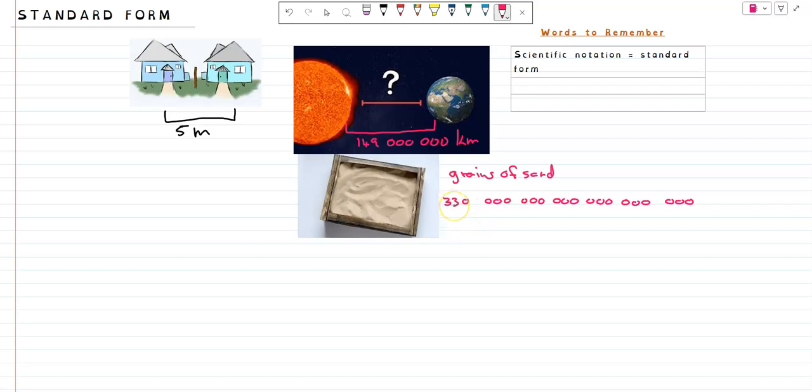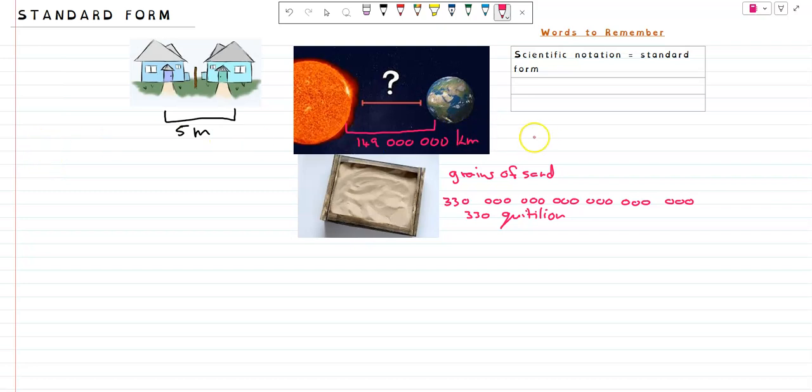Now this is a quintillion. It has 18 zeros. This is 330 quintillion grains of sand in this one box. Okay, so how are we going to do math with this number over here or with this number over there? That's why the scientists thought of an easier way to work with numbers like this.